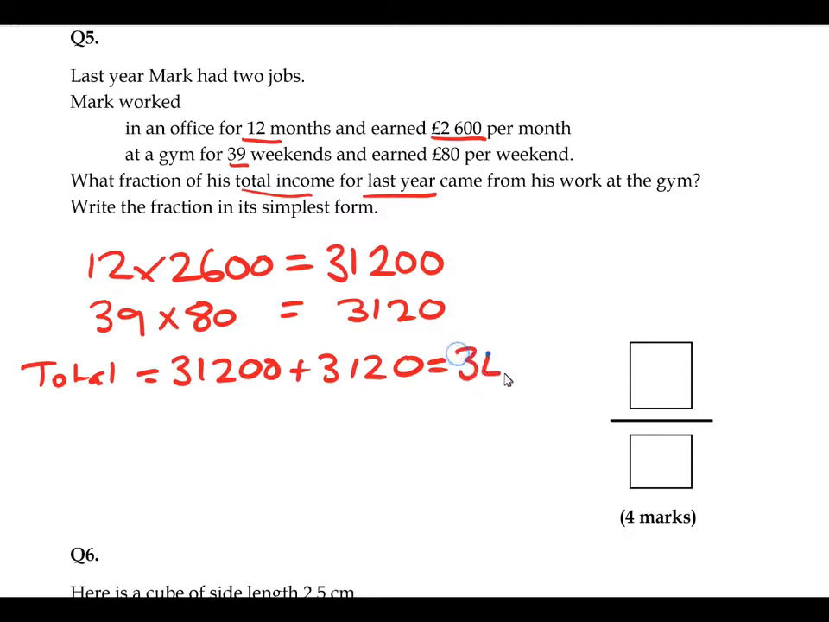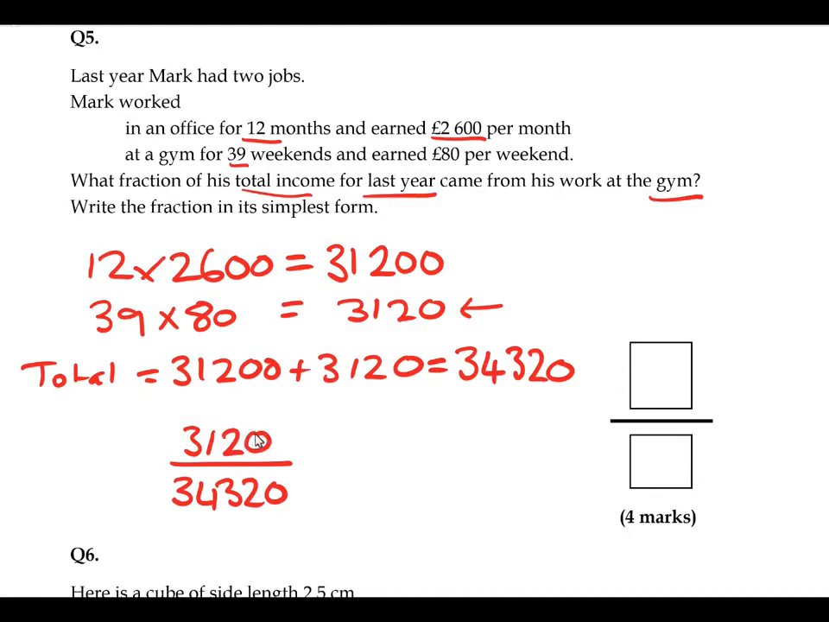And you have £34,320. So now we need to create a fraction of his total income, which is 34,320 for last year, that comes from his work at the gym. So his gym work is the numerator, 3,120.